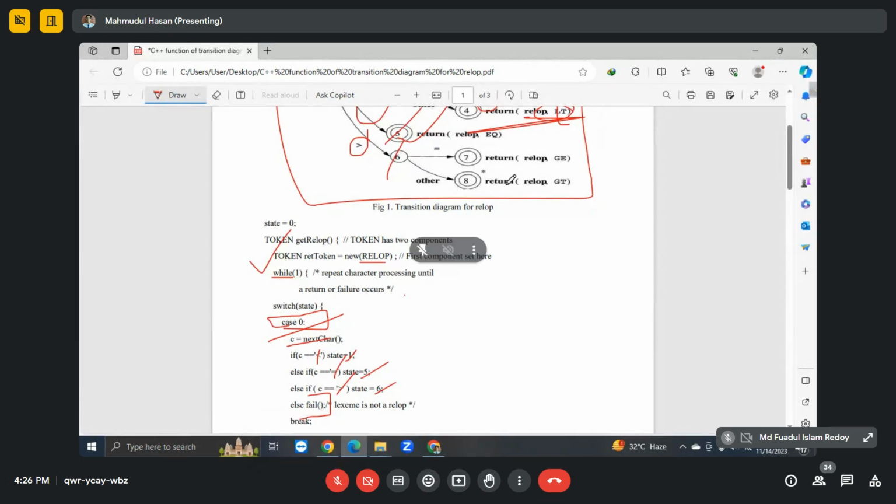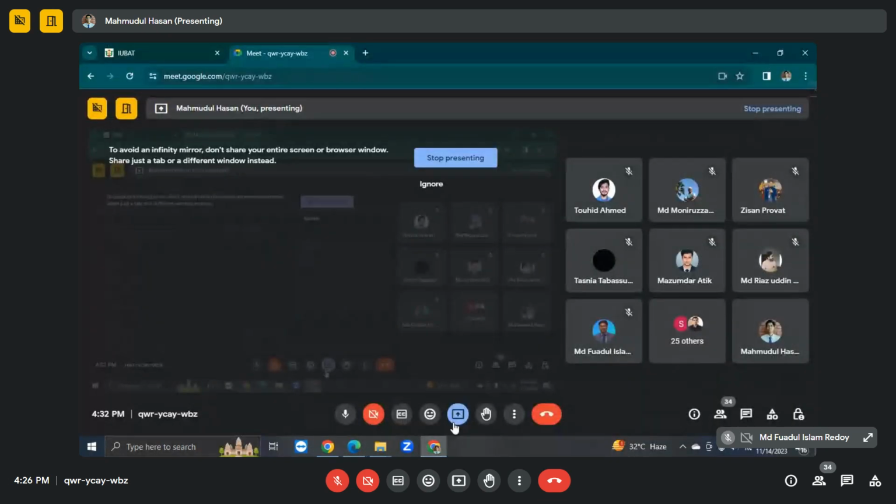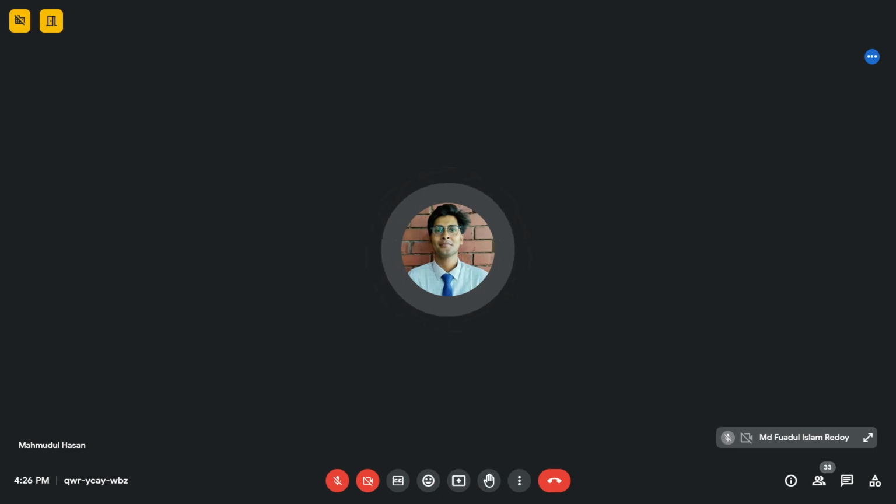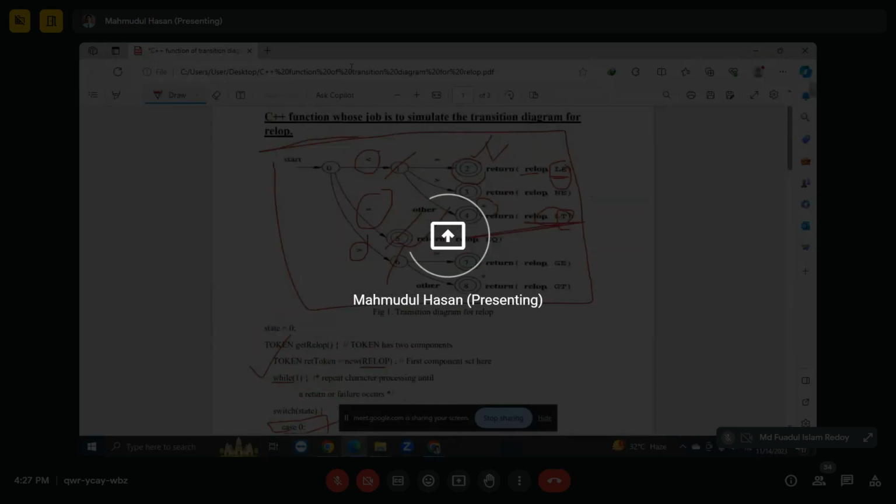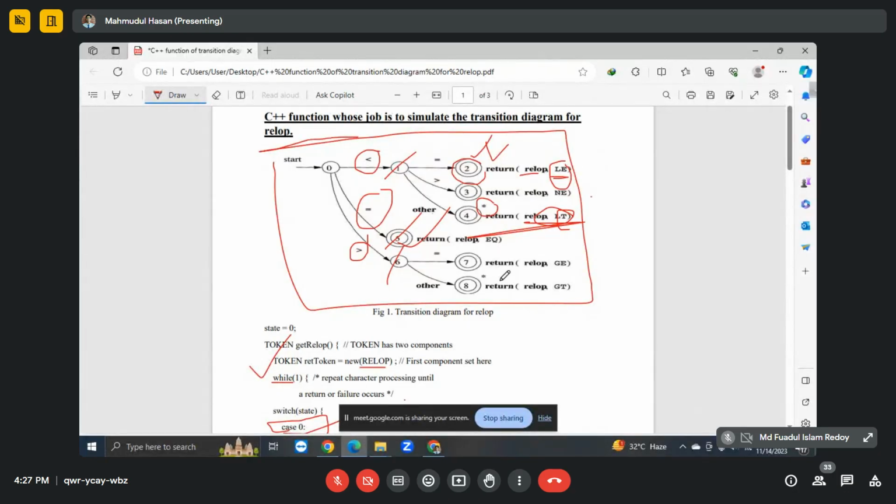Okay, so this transition diagram is actually for the operator type, like a relational operator. Here I use the token name relop, because this is a relational operator. But if it is a different type of operator, like the one we practiced in class, then the token name may be different. Then you can just use operator as the token name, not relop.